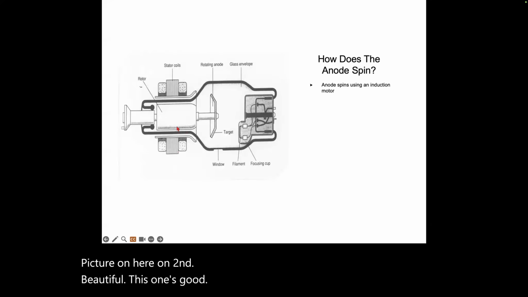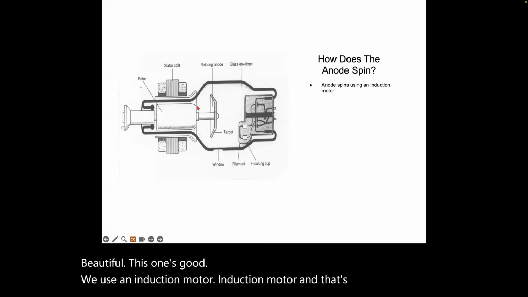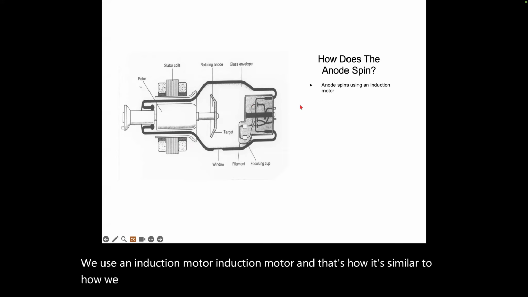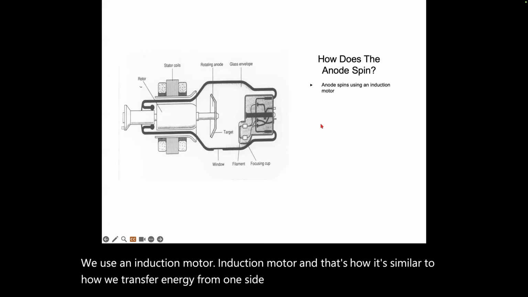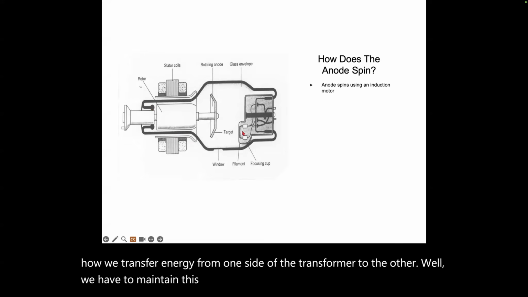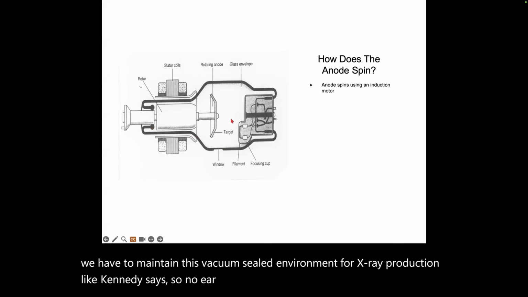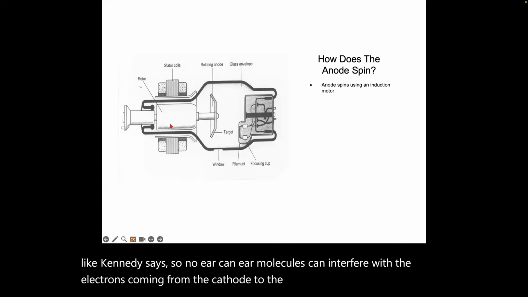Well, we use an induction motor, and that's similar to how we transfer energy from one side of the transformer to the other. We have to maintain this vacuum sealed environment for X-ray production, so no air molecules can interfere with the electrons coming from the cathode to the anode. But we also need to spin this.